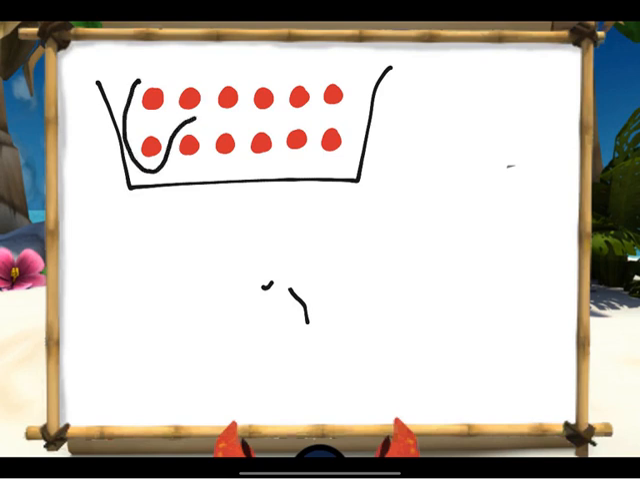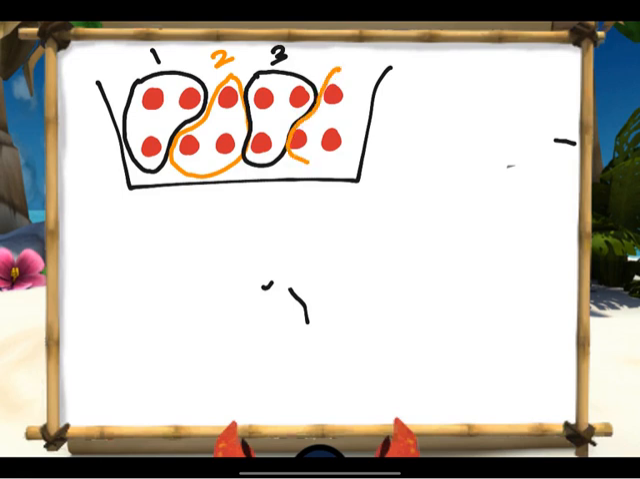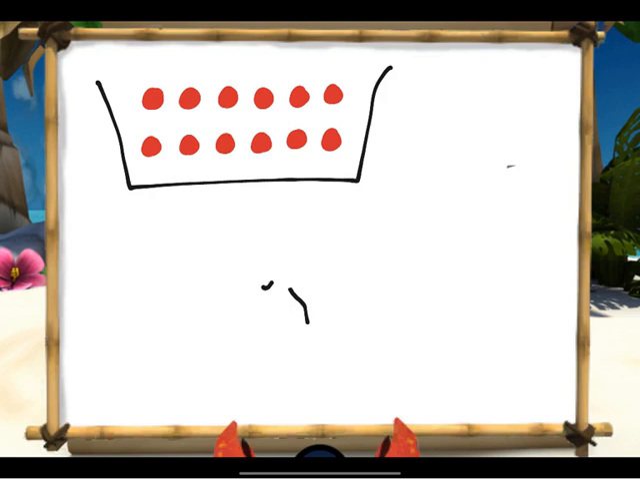So let me divide. This is the first group and this is the second group and this is the third group and this is the last group, the fourth group. So what I have done is I have divided the apples equally into 4 groups. That is one way of doing it.